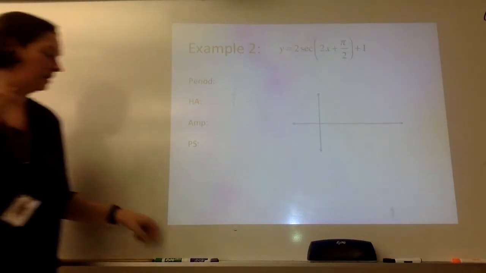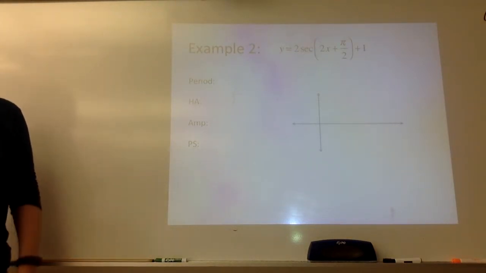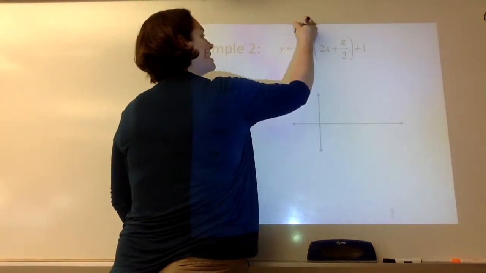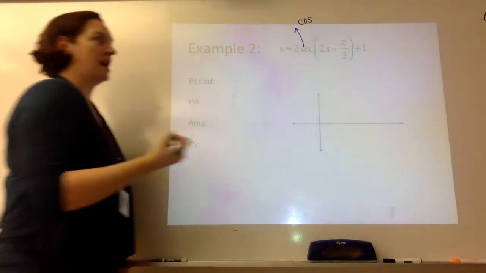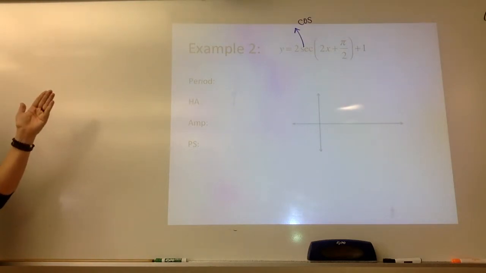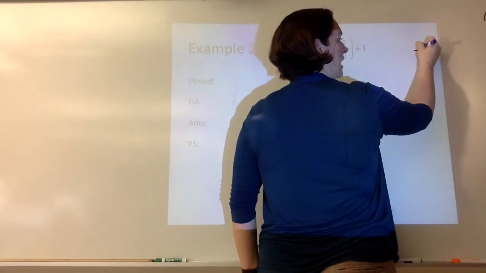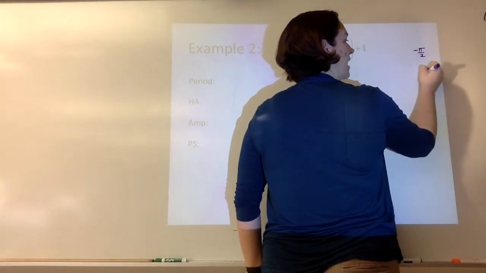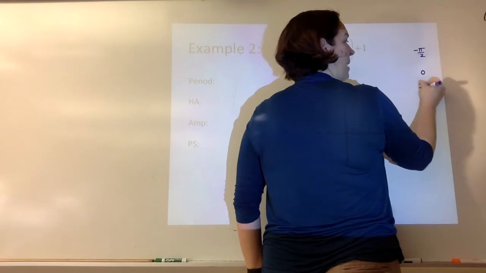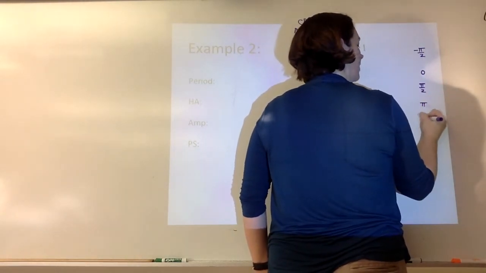Secant. Secant goes back to what graph? Secant's going to be based off of cosine. So that's my first thought. Secant goes back to cosine. I hate cosine because it starts at 0, right? But then we have to back it up to negative pi over 2. So I've got all of these values: negative pi over 2, 0, pi over 2, pi, and 3 pi over 2.